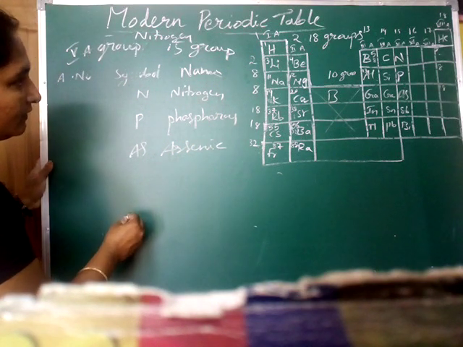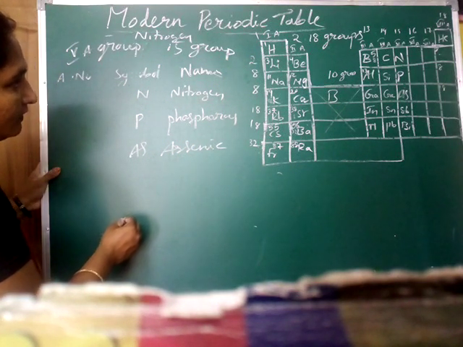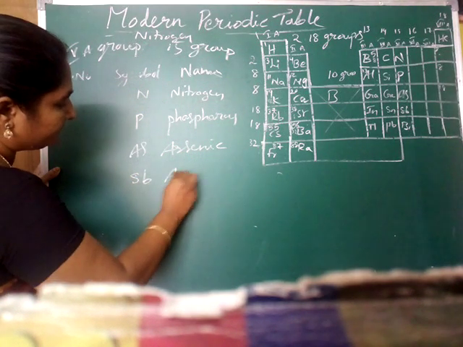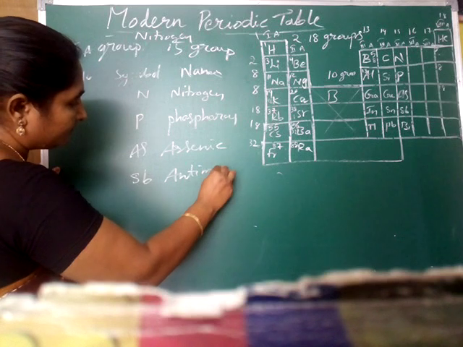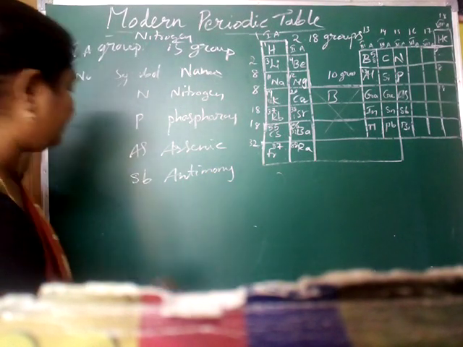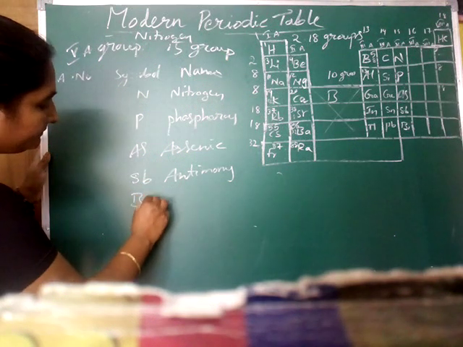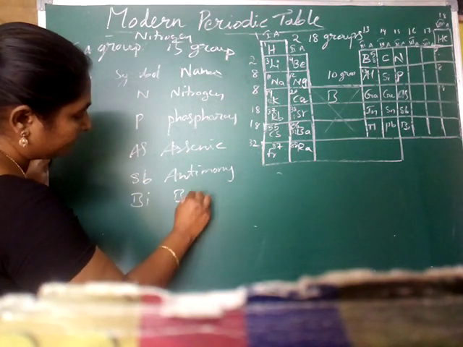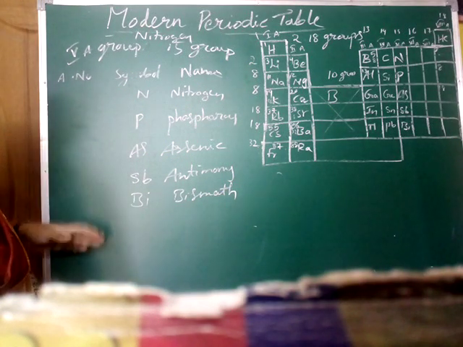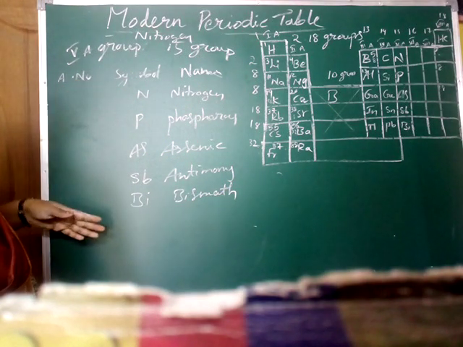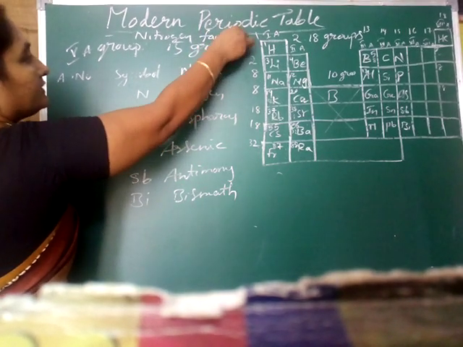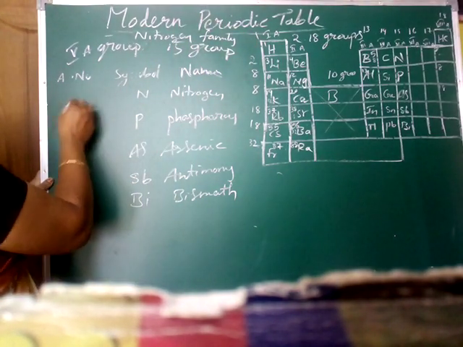And antimony, Sb. Antimony. Okay, next bismuth. These are the elements in the 5th A group elements. This is called the nitrogen family. Okay, atomic numbers.